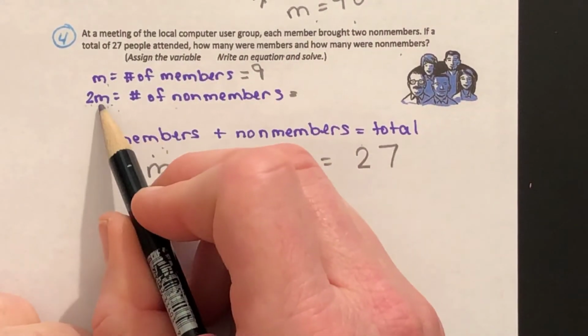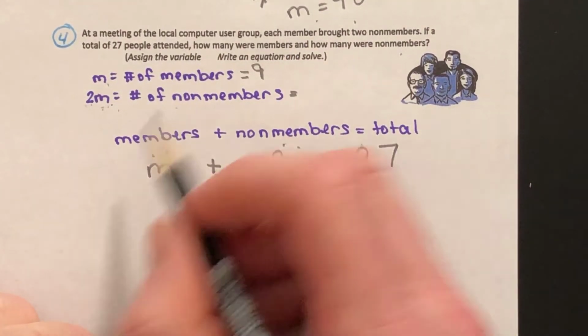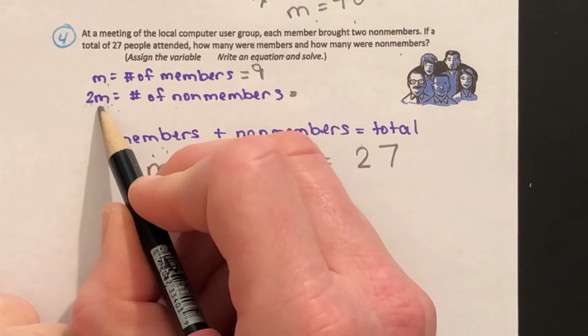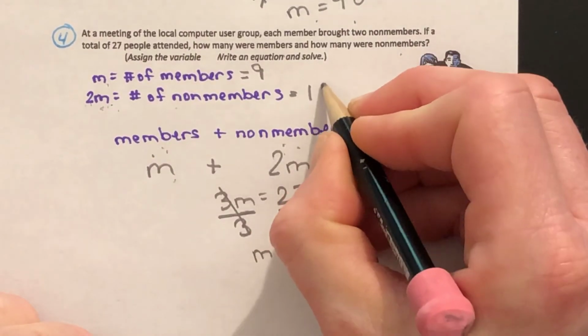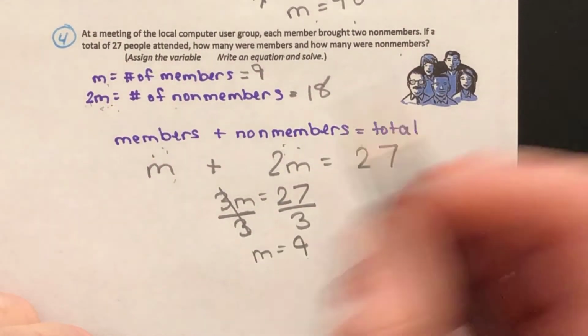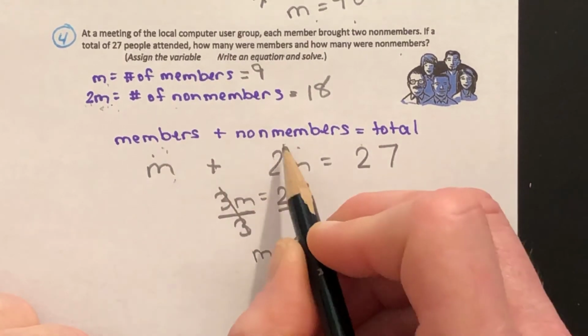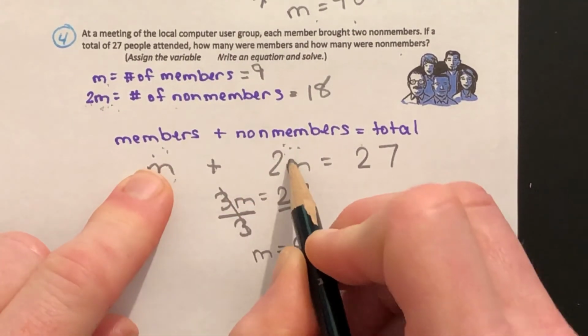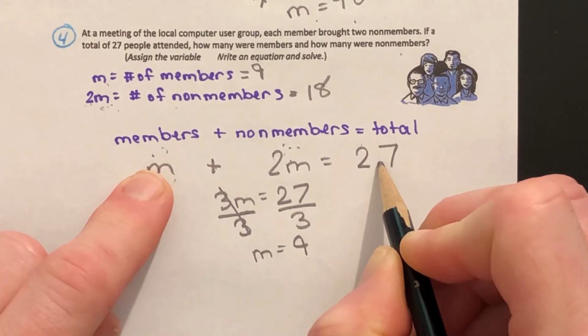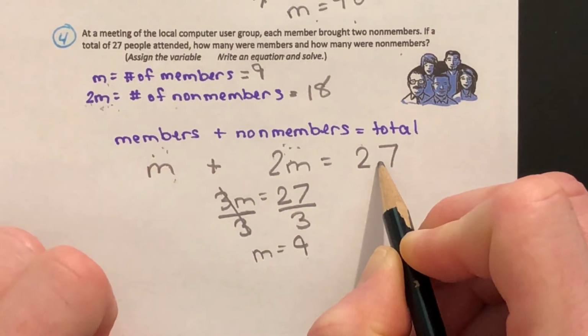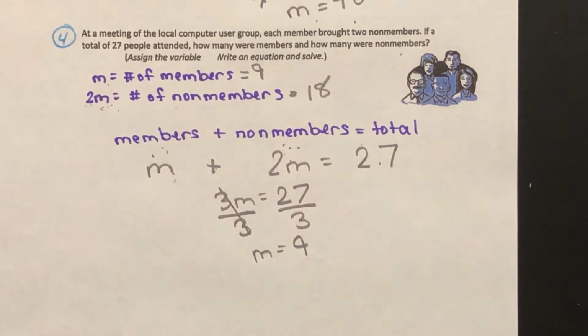Well, non-members is twice the number of members. So if M is 9, then 2 times M is 18. And let's see if this adds up. Members 9 plus non-members 18. 9 plus 18 equals 27. Is that correct? Yes, it checks out. So that's how we know we got it right.